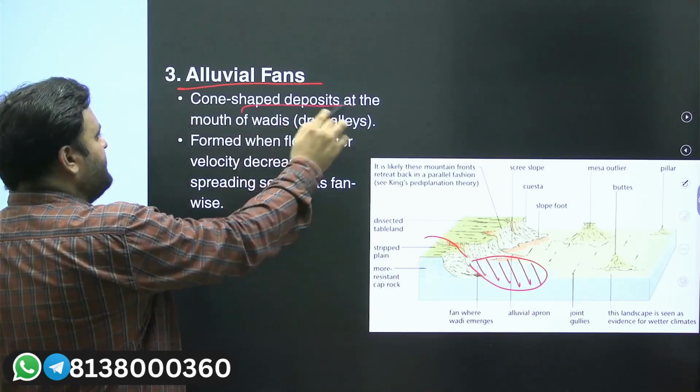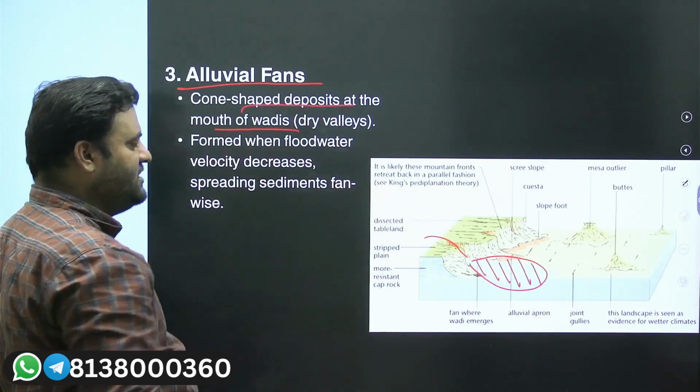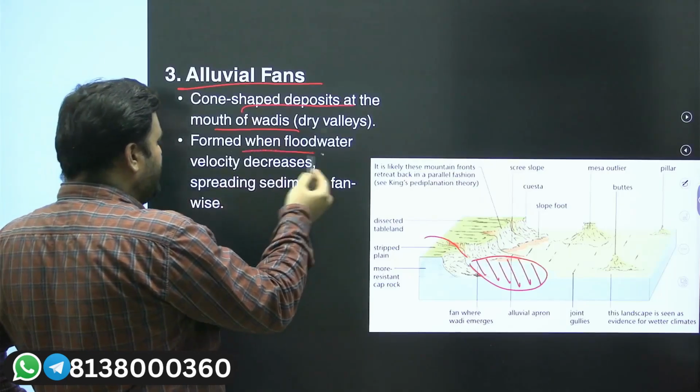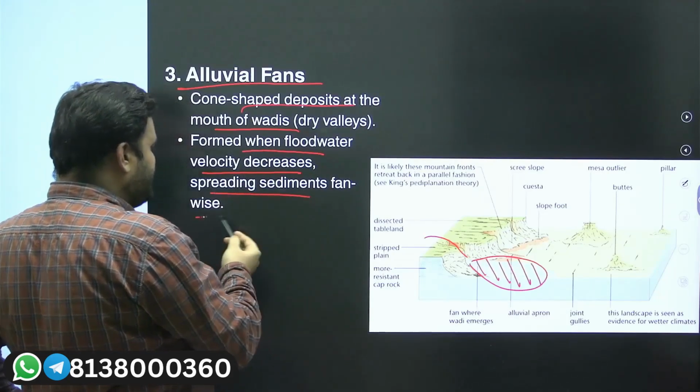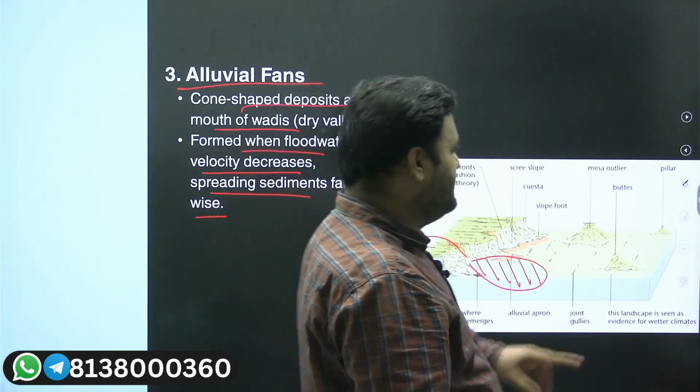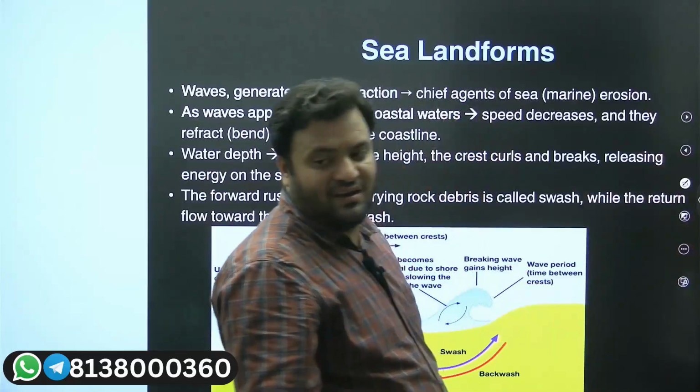So cone shaped deposition at the mouth of wadis, or let's say dry valleys, or let's say just outside the mountain. They are formed when the flood water velocity decreases. They spread sediments, or let's say these fine sediment particles, horizontally or laterally.